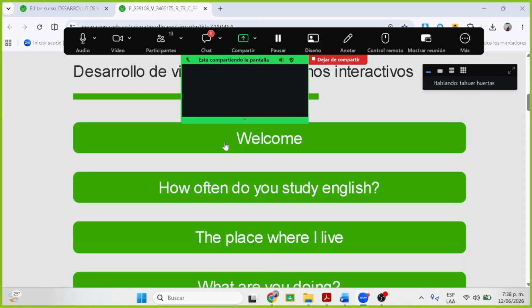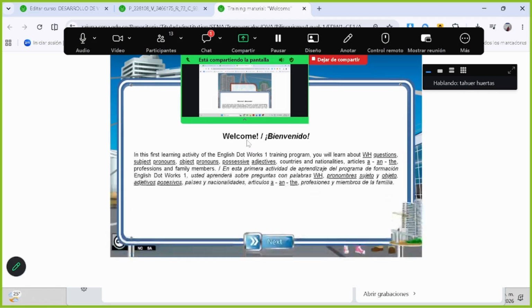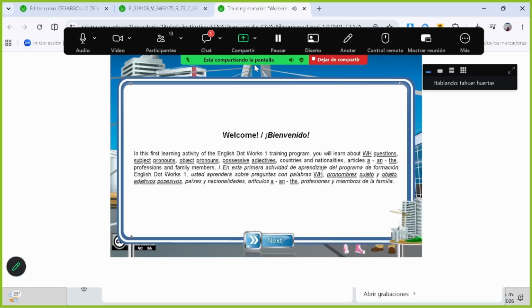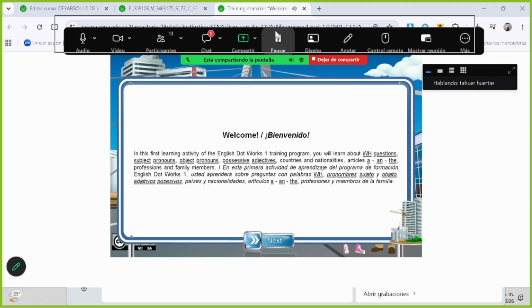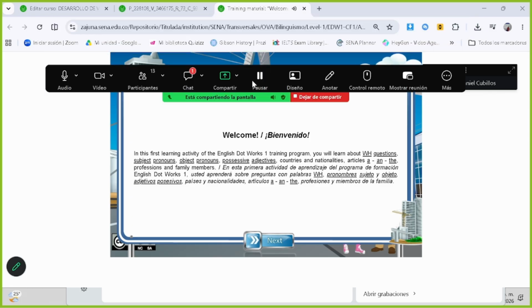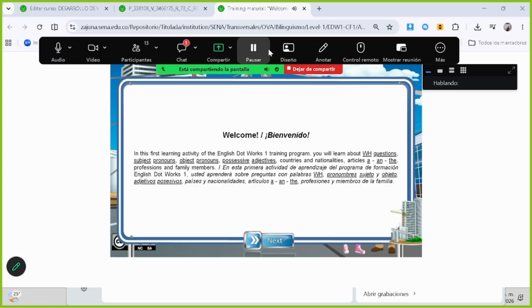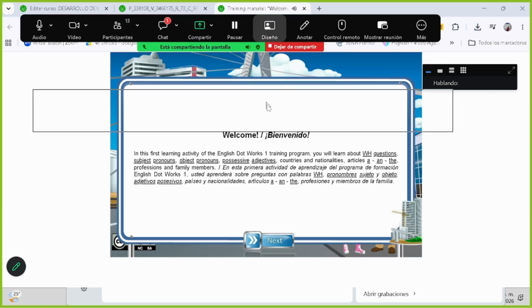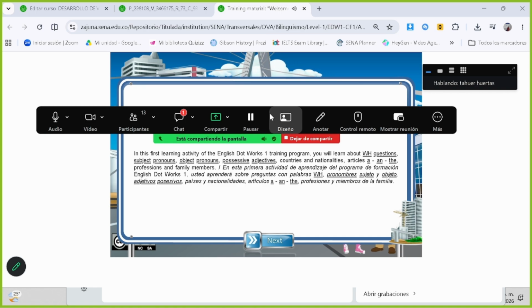All right. So you click on welcome, and it. Welcome. In this first learning activity of the English.works 1 training program, you will learn about WH questions, Yes. subject pronouns, object pronouns, possessive This is like a adjectives, welcome message. countries All and right. nationalities, articles a, an, the, professions, and family members.